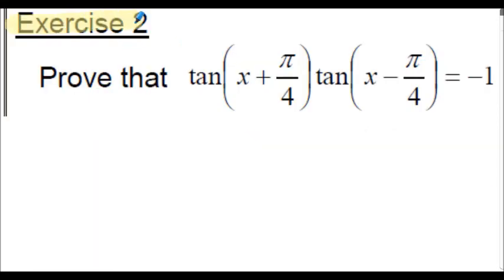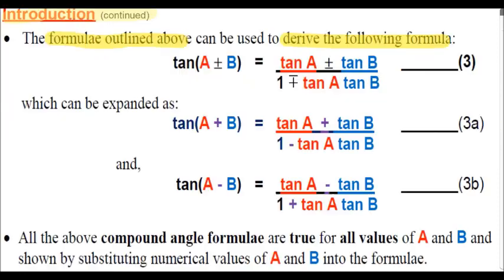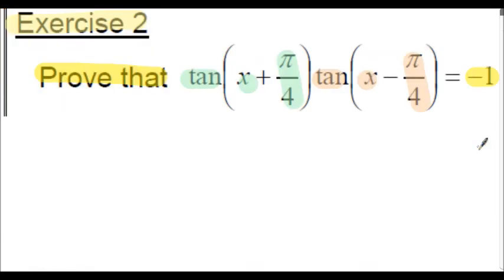Exercise 2, this time we're asked to prove that tan of (x plus pi upon 4) multiplied by tan of (x minus pi upon 4) is equal to -1. Again, as a hint, we'll be using compound angle formulae labelled 3a and 3b here. Again, I would encourage you to stop the presentation and attempt exercise 2, but the full worked solution is shown on the following slides.